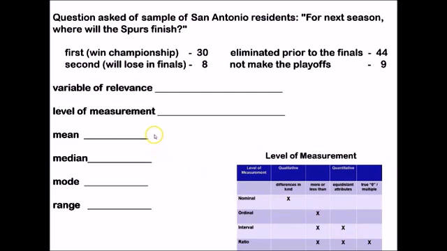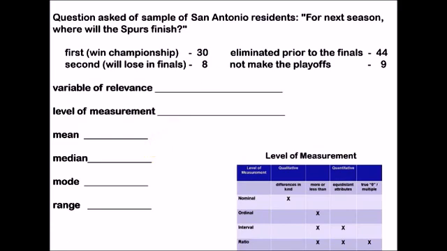Now with the ordinal level of measurement, there's no zero, and we can't speak of multiplicatives either, of course. And so we really can't calculate a mean. Can we calculate a median?